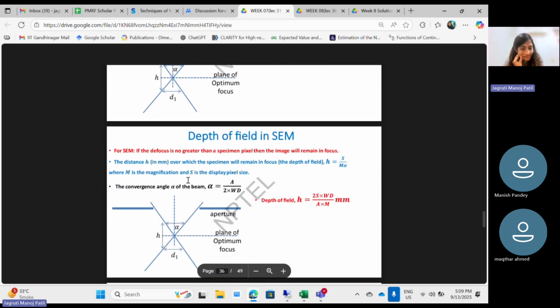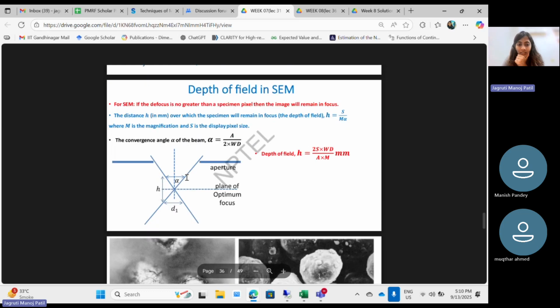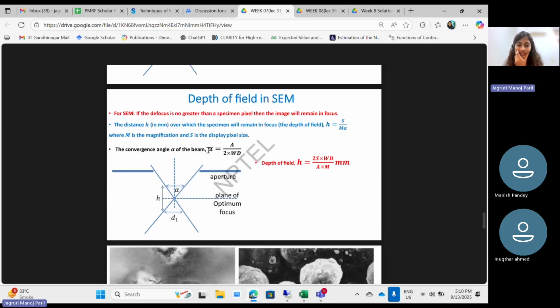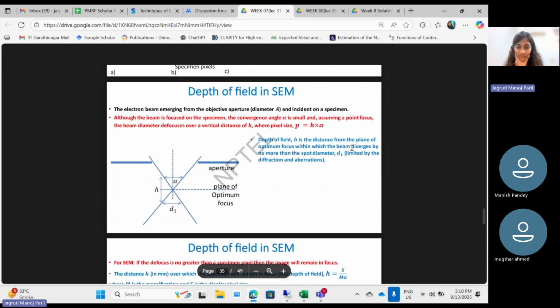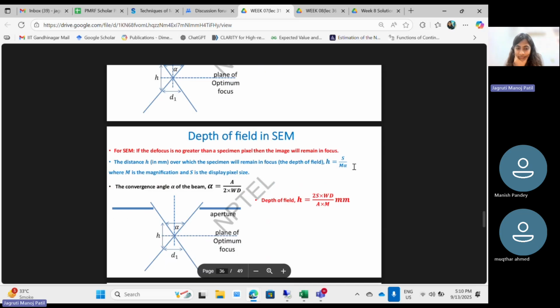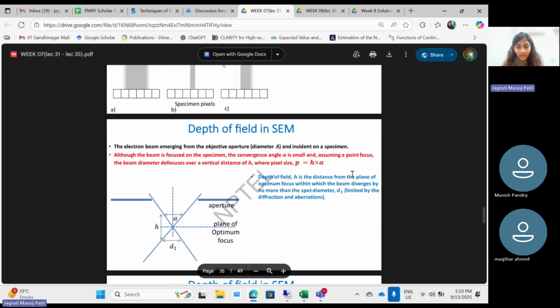No losses. Exactly. And then here, on the basis of the convergence angle, they have written this. This is everything based on geometry. So here it was h equals, on top, if we give our depth of field over which the specimen will remain in focus, S by magnification times this alpha.